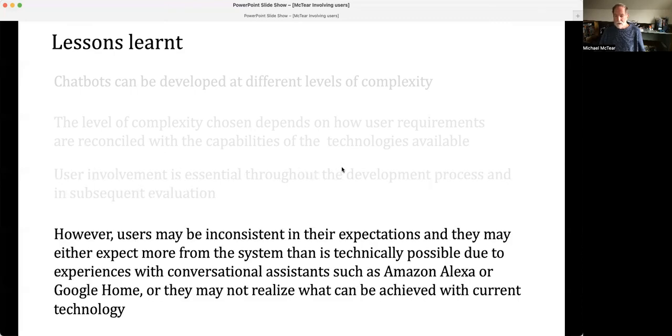And then finally, there is the issue that users can be inconsistent in their expectations. Many users have experience of advanced conversational assistants such as Amazon Alexa or Google Assistant, and they may expect more from a project such as this than is actually possible. On the other hand, it may be the case that they don't realize what can be achieved with current technology and that their expectations are lower than what actually could be done. So it's important to reconcile the user expectations with the capabilities of the current technology and what can be done.